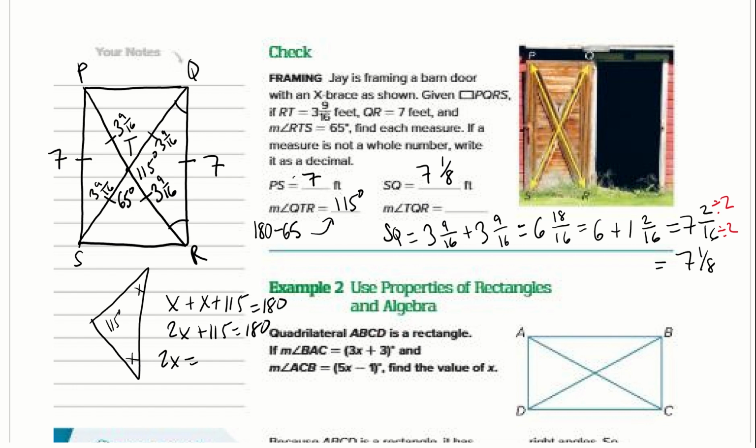So subtract 115 on both sides to get 65. Then we can divide that by 2. And we get 32.5 degrees per angle. So because these two are congruent, TQR must be 32.5.